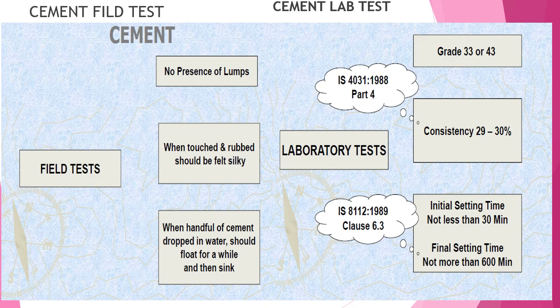It should be grade 33 or 43. Consistency should be 29 to 30%. Initial setting time not less than 30 minutes. Final setting time not more than 600 minutes, based on IS 8112 class number 6.3.